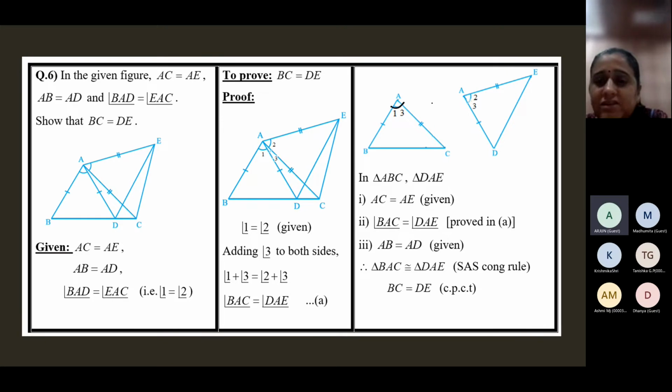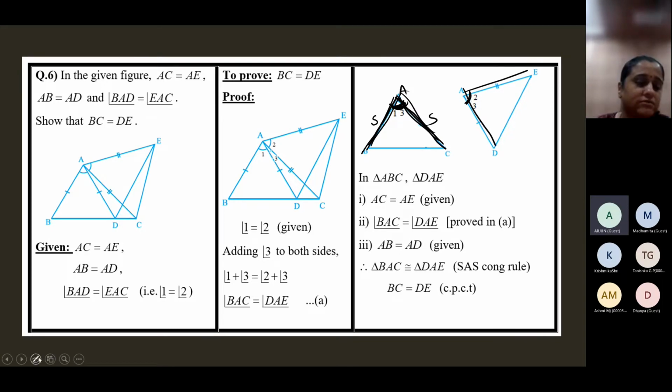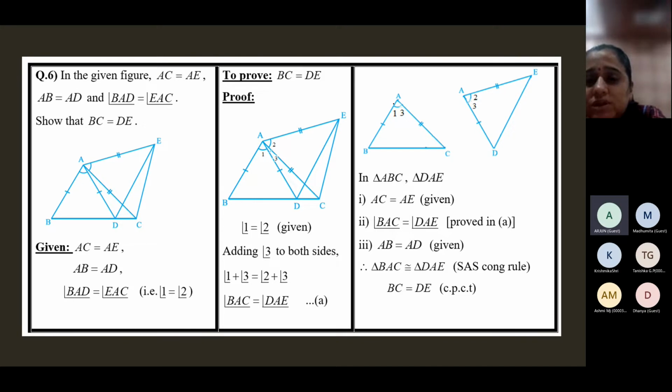So if you prove that this angle is equal to this angle, then you can see clearly it is SAS: side, angle, side. Two sides and the included angle. For this angle, these are the arms. So if you can show that this angle is equal to this angle, then easily by the SAS congruence criterion, the two triangles will be congruent to each other. So this is angle 1 equal to angle 2.